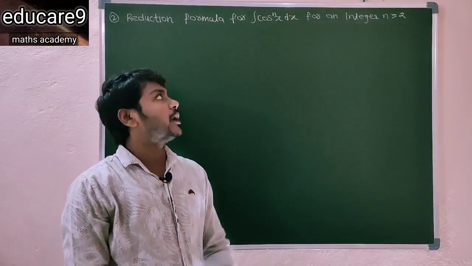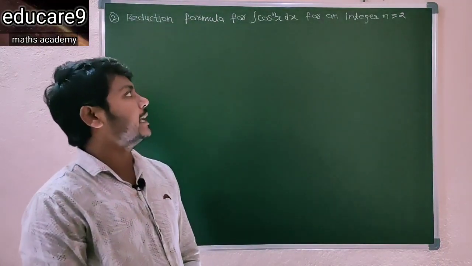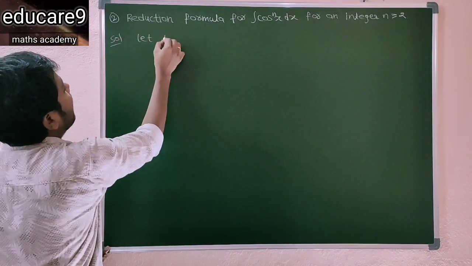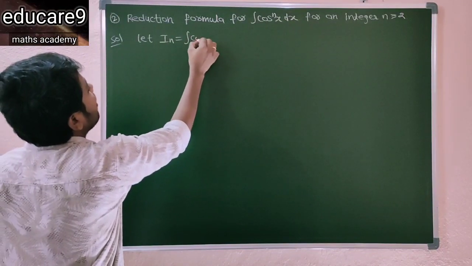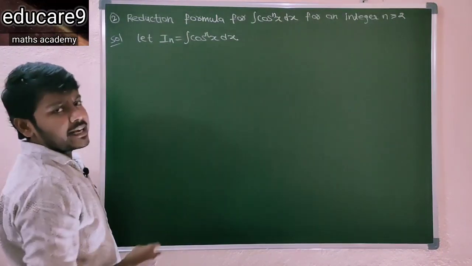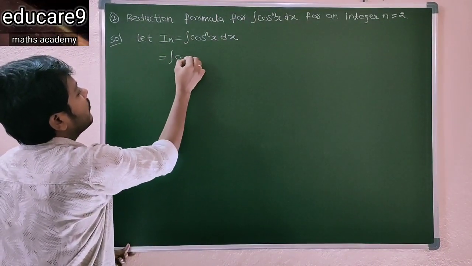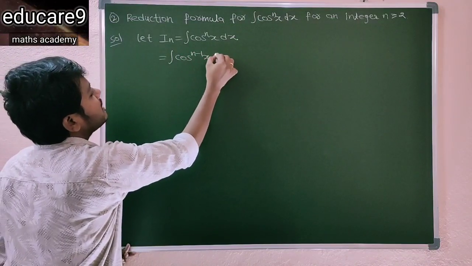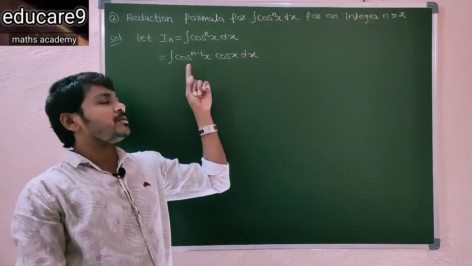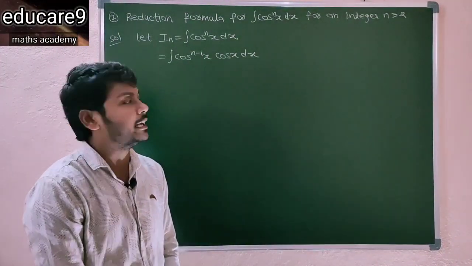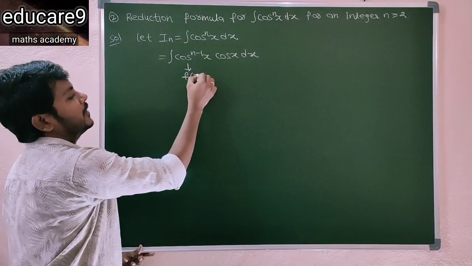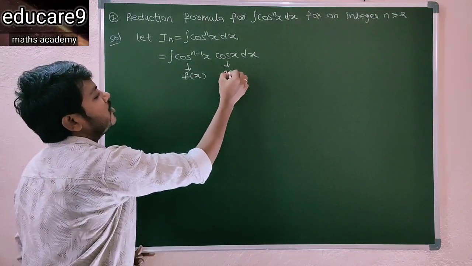Next, the reduction formula for integration of cos^n x dx. So here, first let In be equal to integration of cos^n x dx. So here this cos^n x we write as integration of cos^(n-1) x cos x dx. So clearly this cos^(n-1) x is not directly integrable. So in that case, this function is the first function, that is f of x, and cos x is the second function.